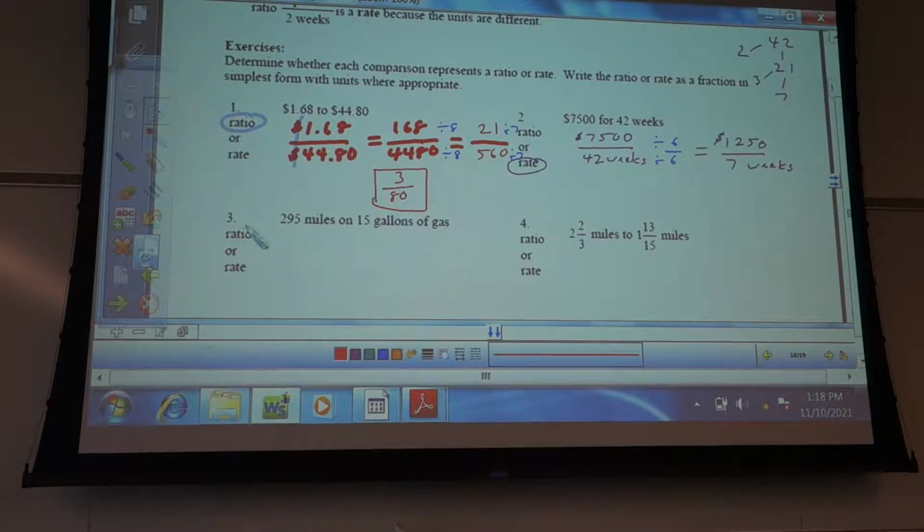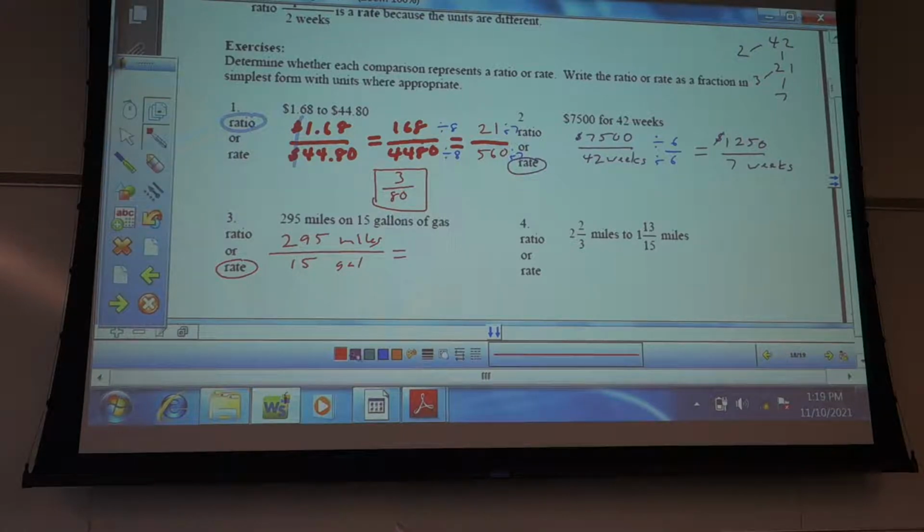So the next one. Is it going to be a ratio or a rate? Rate. 295 miles per gallon, per is divide by, right? Well, definitely both are divisible by 5. Both are not divisible by 3. Why do I know they're divisible by 5? Because they both end in 5. So everybody do that. Divide them by 5.